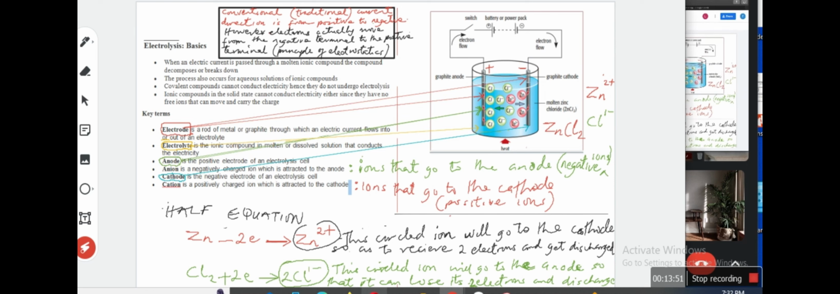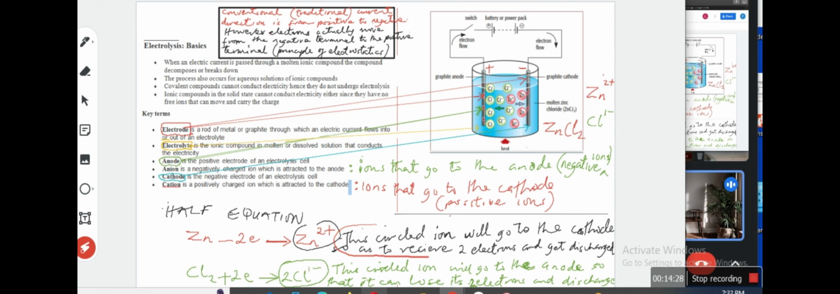I told you about half equations because you will apply it here. So zinc will lose 2 electrons to become positively charged. Remember, zinc loses 2 electrons to become what? Zinc 2 plus. So it's positively charged. Chlorine will do what? Oh, sorry, gain electrons to become 2Cl minus.